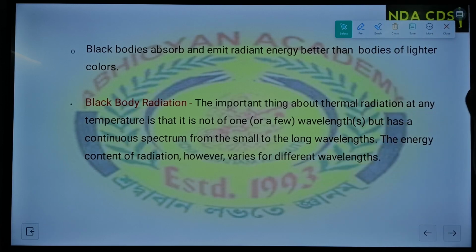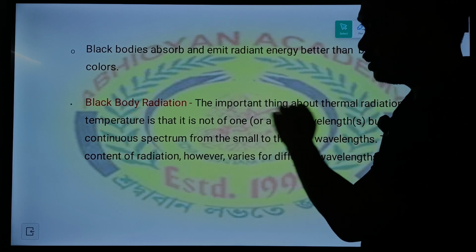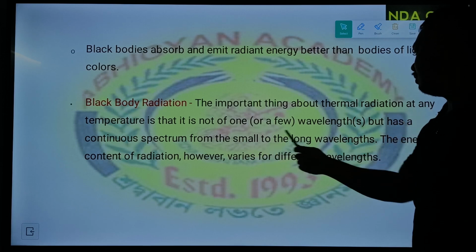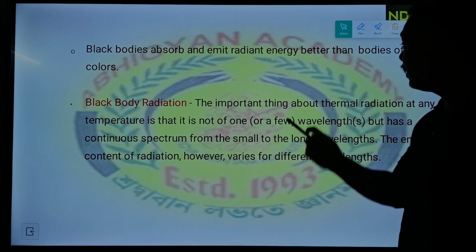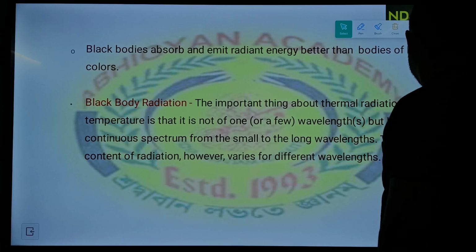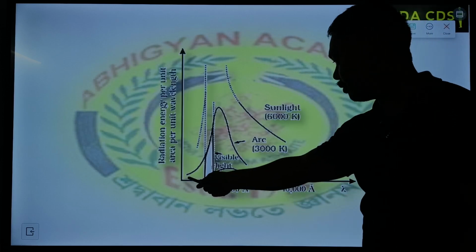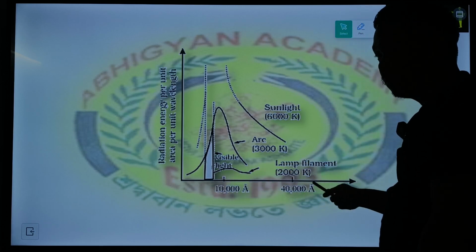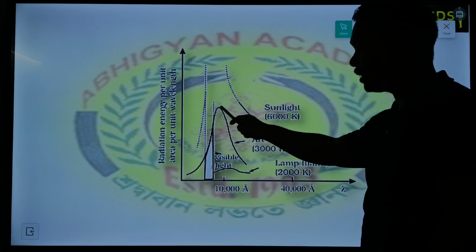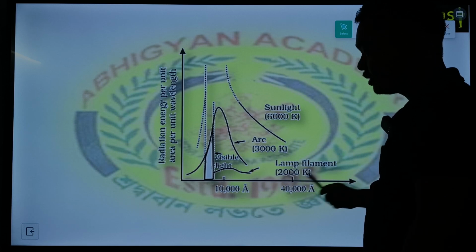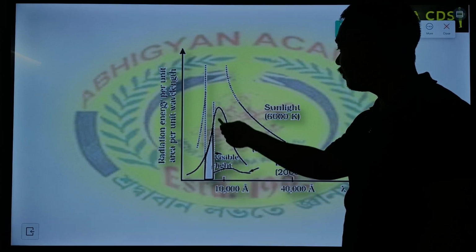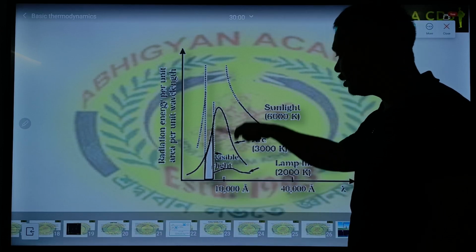So that's why the important thing about a black body, or about thermal radiation at any temperature, is that it is not of one wavelength. It is not at one wavelength. It goes from one wavelength to another, no? So that means it's a continuous spectrum. It's not fixed at one wavelength, like 10,000 angstrom. No, it's a continuous series.